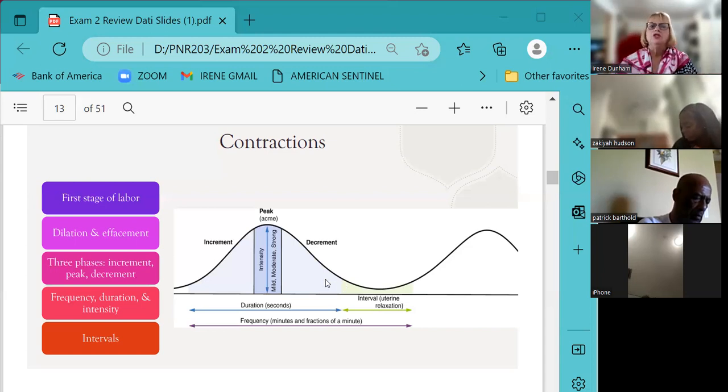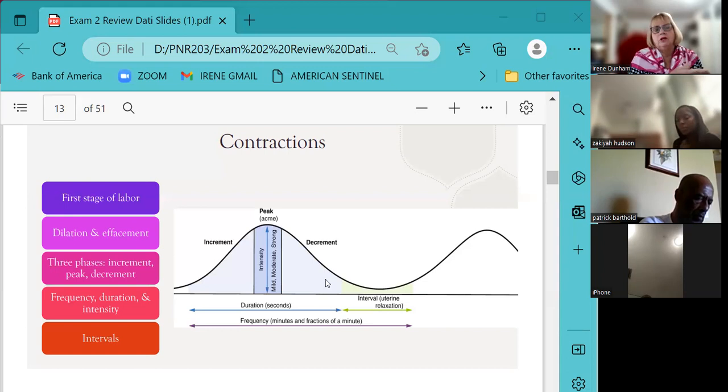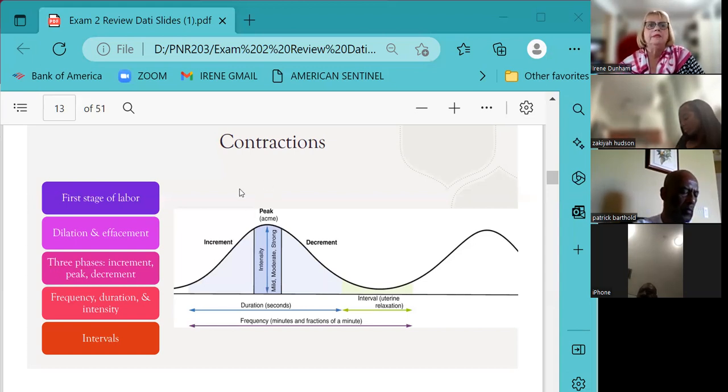Okay, that's duration. So it's telling me how long each contraction is actually lasting. And remember I said a good contraction pattern is contractions that last 60 to 90 seconds in duration. I don't want them any longer than 90, no. And 60 is good.